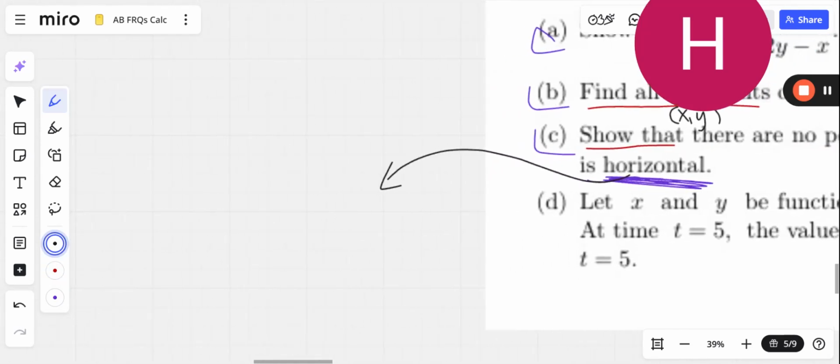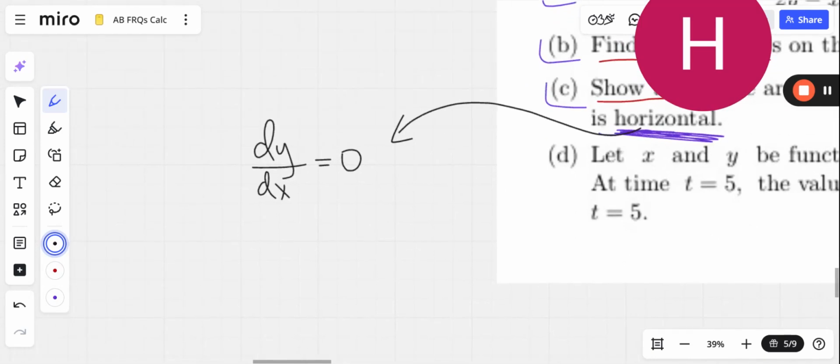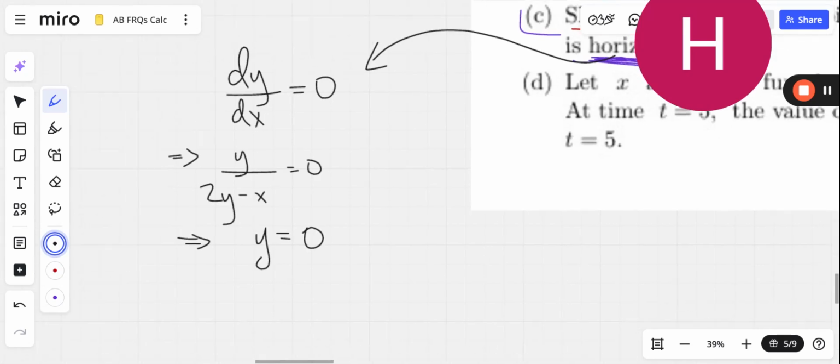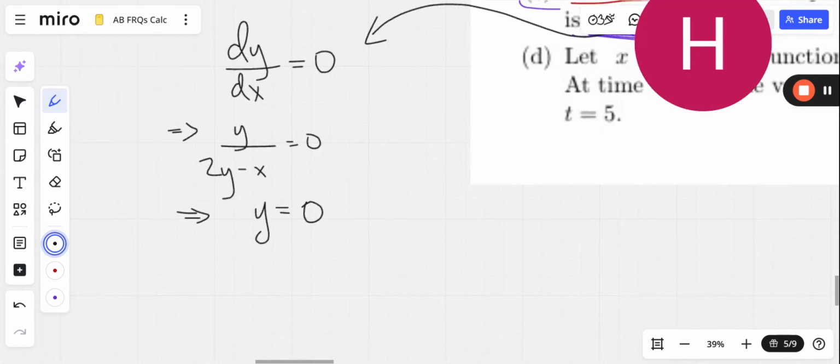But let's talk about what this means. Horizontal. What does that mean? Horizontal means dy/dx equals 0. We could assume that. If that's true, then we can say for sure that y over 2y minus x equals 0. And if that's true, multiply both sides by the denominator, or if you just understand that a fraction is equal to 0 when its numerator is equal to 0, that says y equals 0.